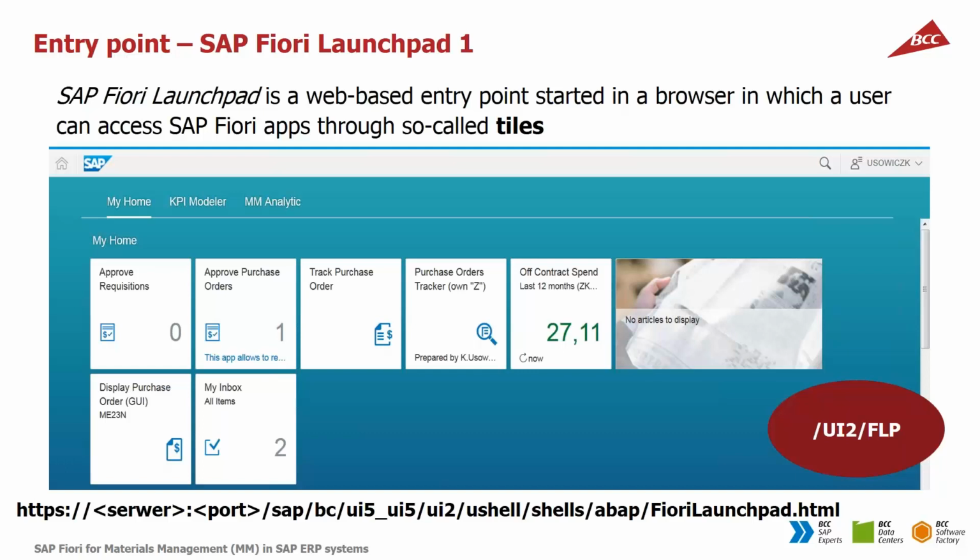The entry point to SAP Fiori is the SAP Fiori Launchpad start page. It is a web-based entry point which is executed in a browser, in which a user can access SAP Fiori apps through so-called tiles. This web page can be accessed either through the address that is entered into the browser's address window, or using the transaction that is available in SAP GUI. This is UI2/FLP. You can start it also from SAP GUI. The start page can be personalized by the user. So for example, the user can create their own groups, move the tiles, remove the tiles that are not used, add the tiles that are often used, etc. So this is the entry point for the end user.